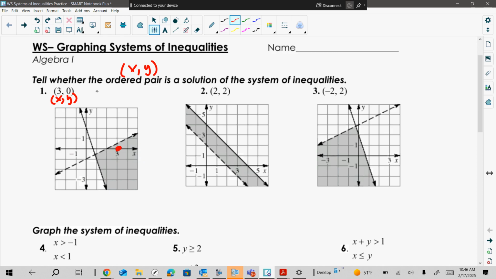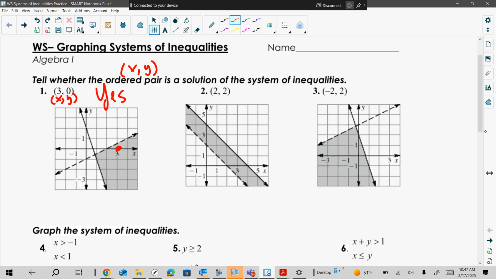If it's in the shaded, it's yes. If it's not in the shaded, it's no. So this is yes. What if it's on the dotted line? That is a no. What if it's on the solid line? Yes. Okay, so that's what you're checking for. I'm going to check that I see your point in the right part or section in the graph.